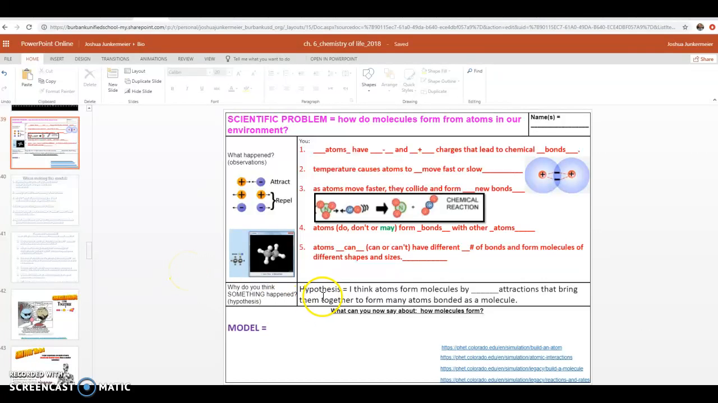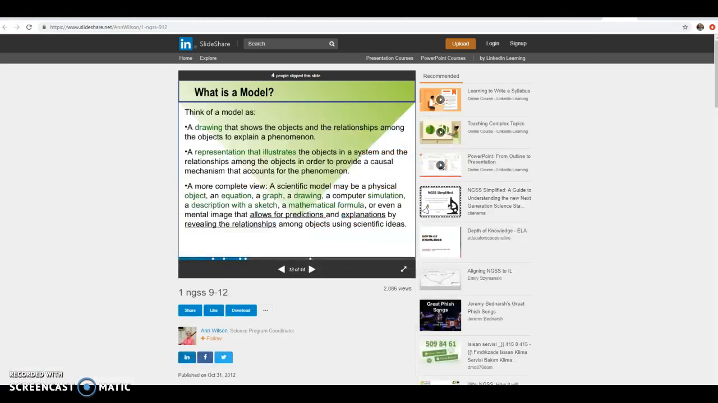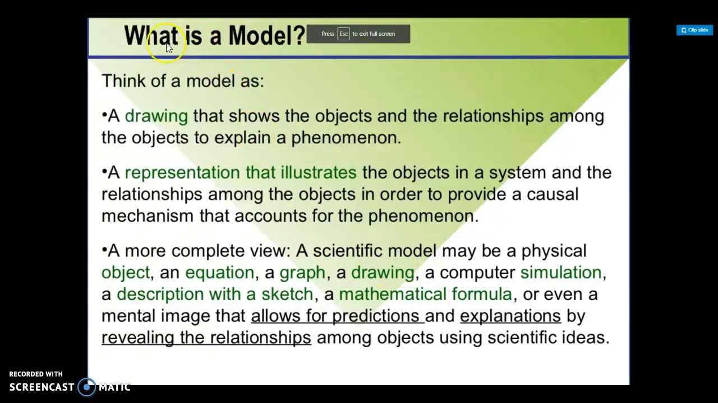Right, so you're thinking about how to make a model, and your model needs to try to answer this question. So how do molecules form from atoms? We're trying to answer this question by making a model. So we're going to draw something. It says, what is a model? A model, for us right now, is a drawing.